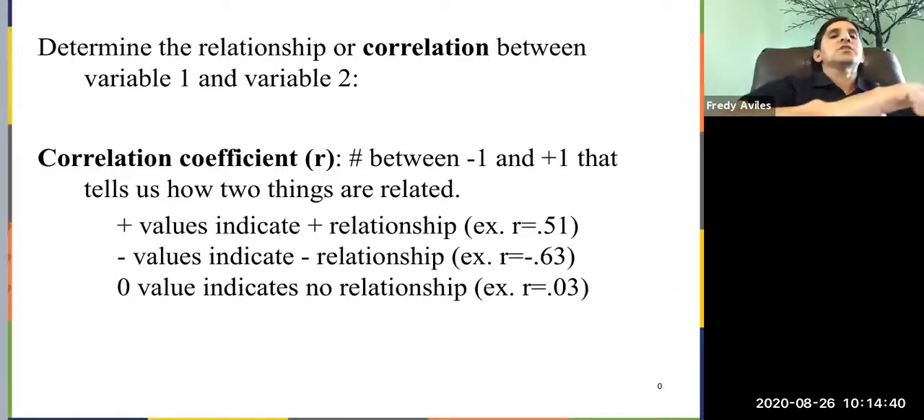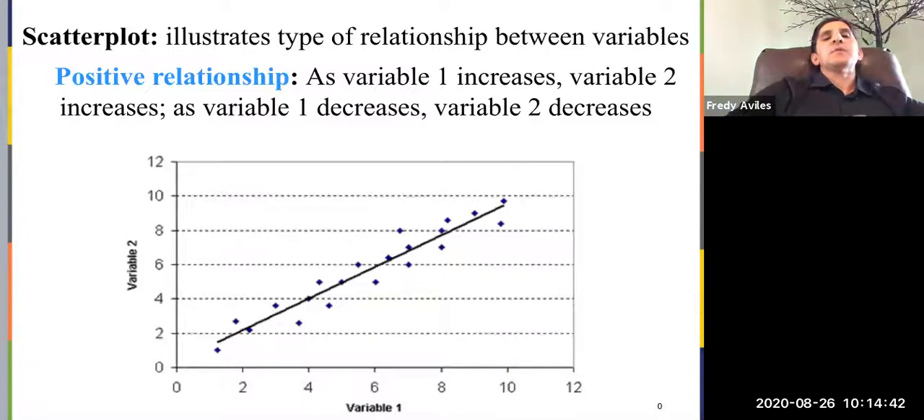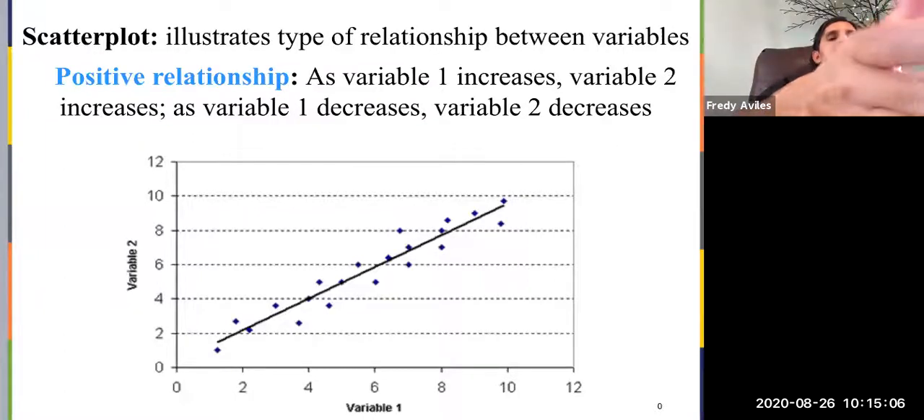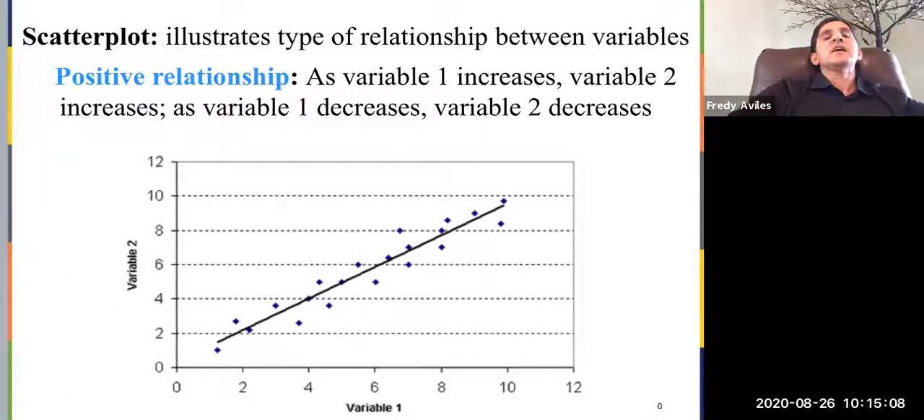We can also determine the type of relationship we have by looking at what we call a scatter plot. A scatter plot is a graph, basically, that illustrates the type of relationship between those variables. A scatter plot is a plot of a bunch of points that are scattered in some way. And you can see one there. So this graph that we're looking at here is showing us a positive relationship.